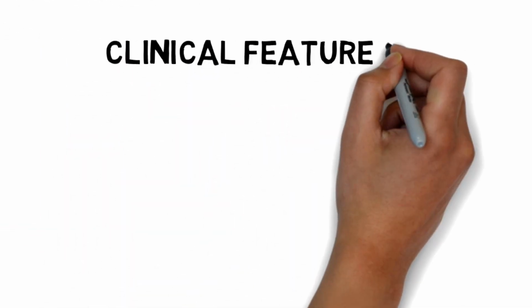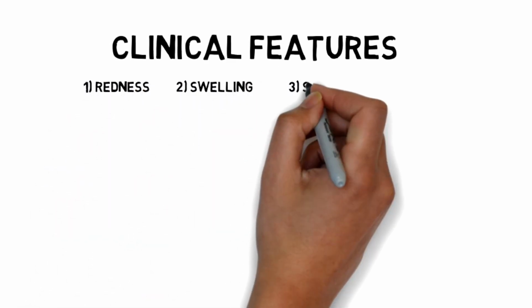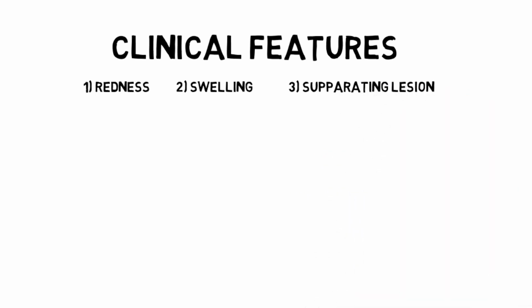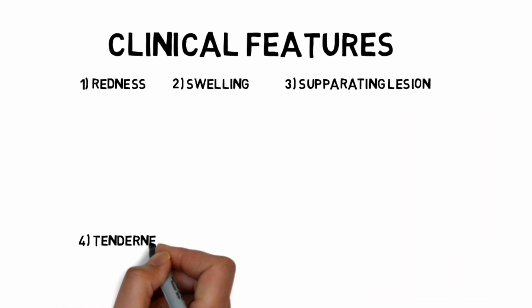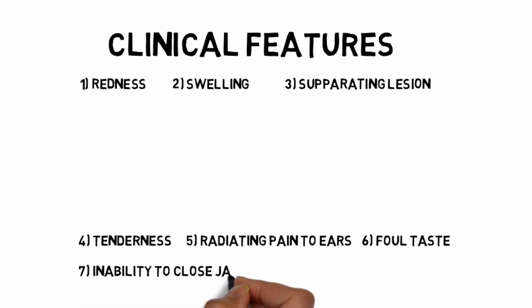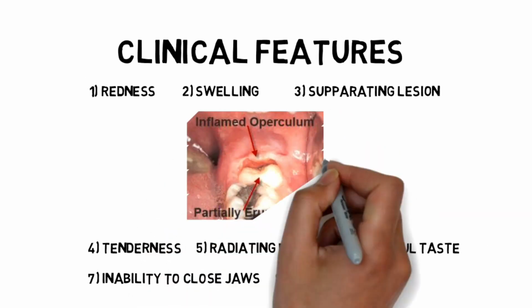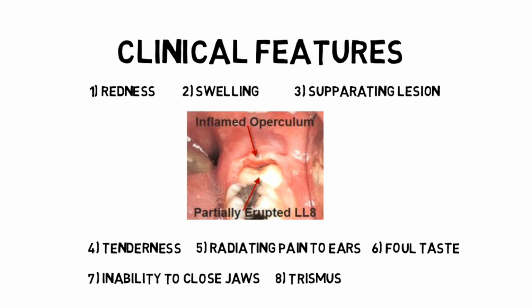Moving on to clinical features, there can be redness, swelling, it will be a suppurating lesion, tenderness will be there, radiating pain to the ears, foul taste, inability to close the jaws, and lastly the trismus. This clinical picture represents all of these clinical features. The redness is there, swelling is there, and because of the operculum over the offending tooth, the patient cannot close the jaws.